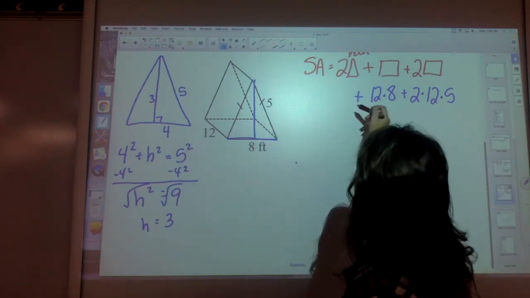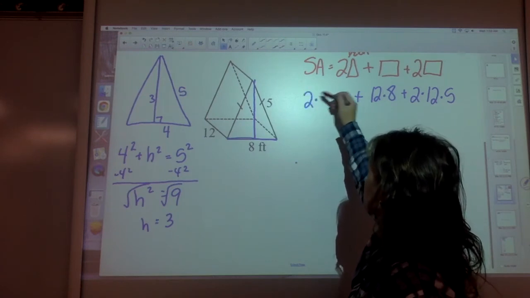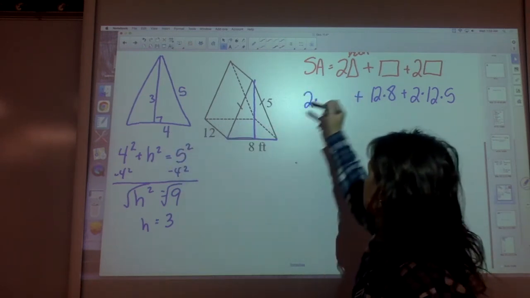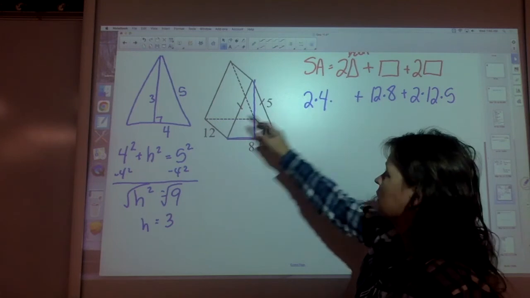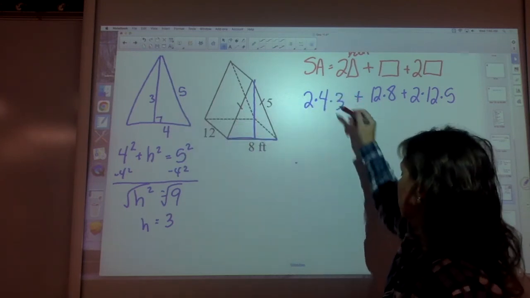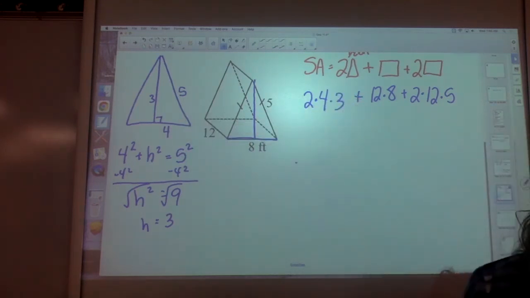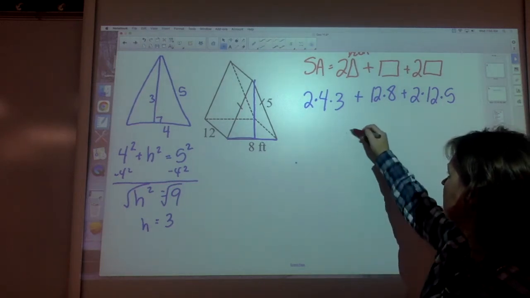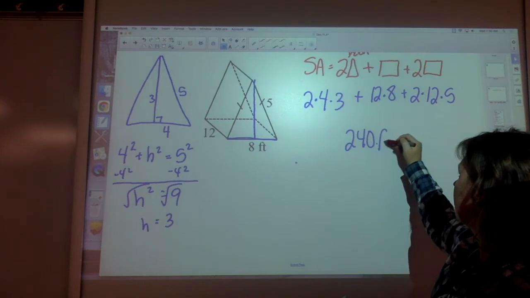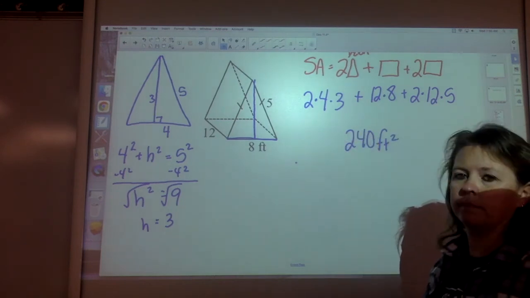So now we have half the base. We need 2 of those triangles. Half the base is 4 times the height is 3. Multiply those all together. 2 times 4 times 3 plus 12 times 8 plus 2 times 12 times 5. 240 square feet in that prism.